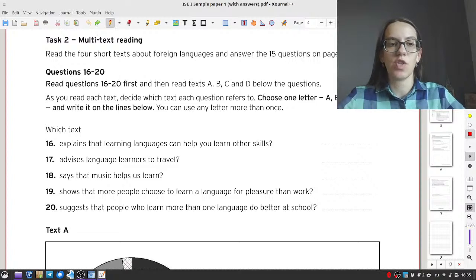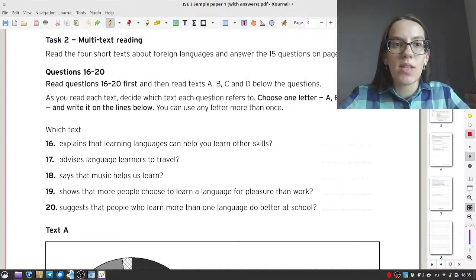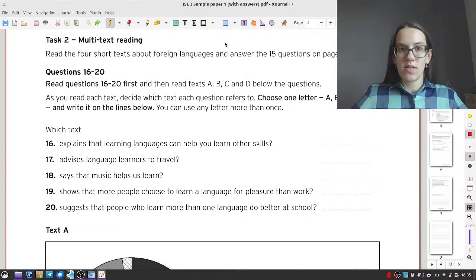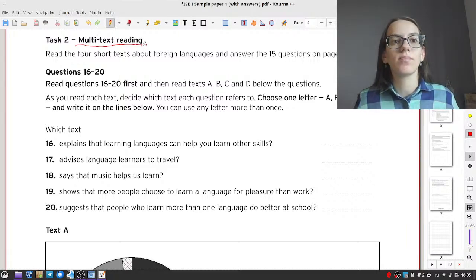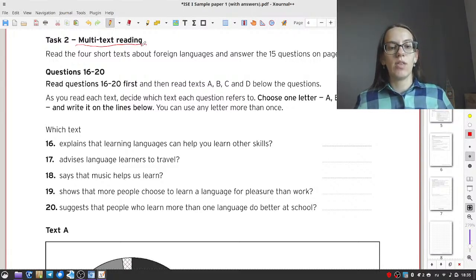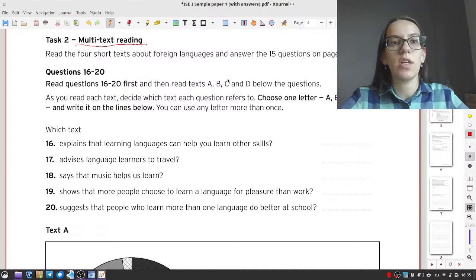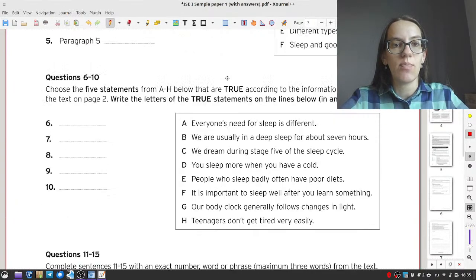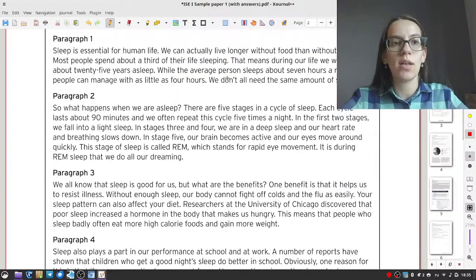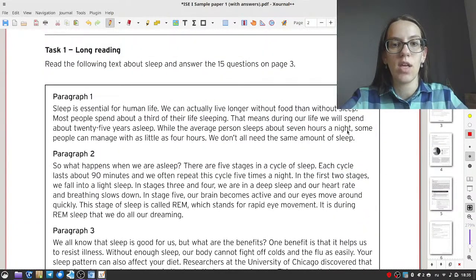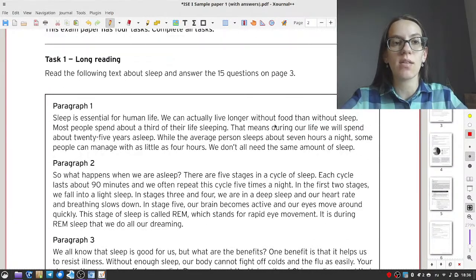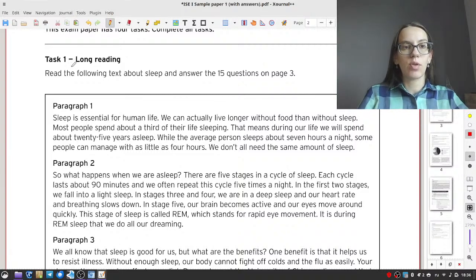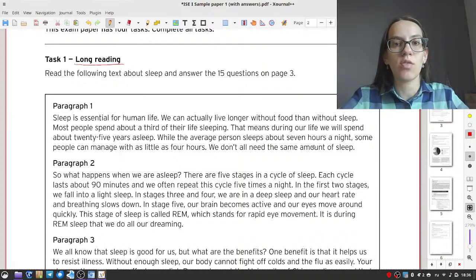What do we have in task 2? It's a multi-text reading. You can see it here. So in the previous task, I'll just quickly show you to remind you. In the previous task, we had one big text. It was divided into paragraphs, 5 paragraphs, but it's one big text, so it was called long reading. So reading a long text divided into paragraphs.